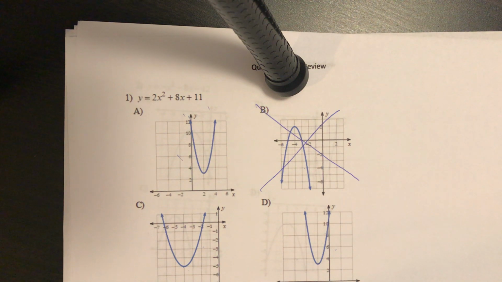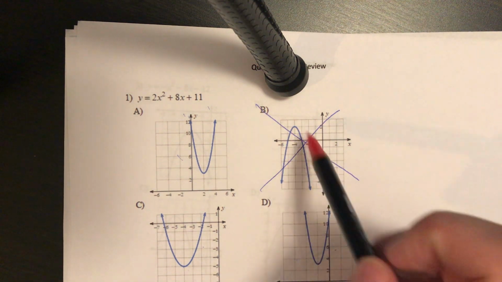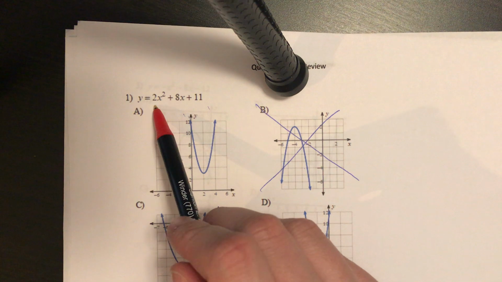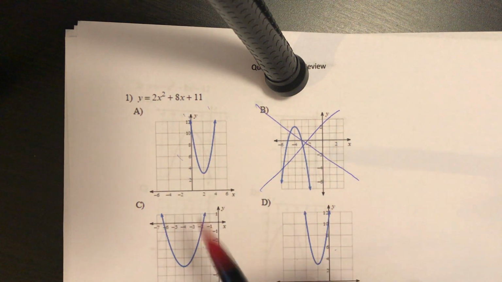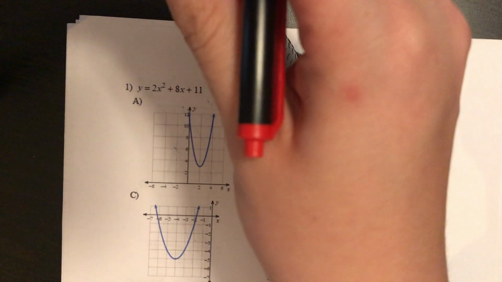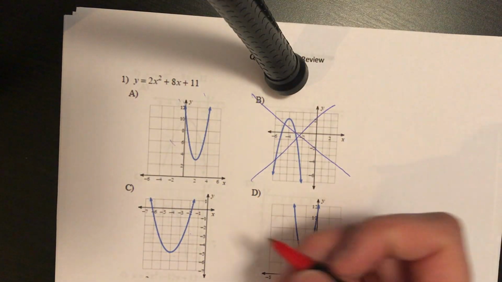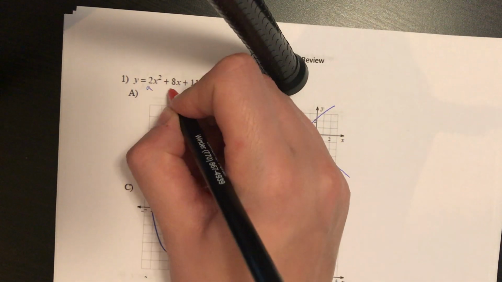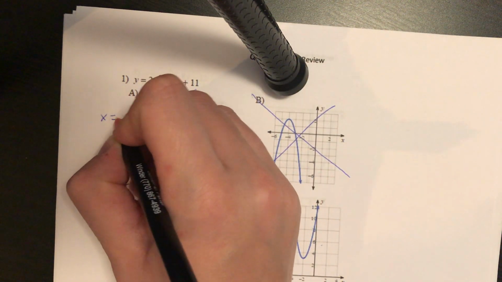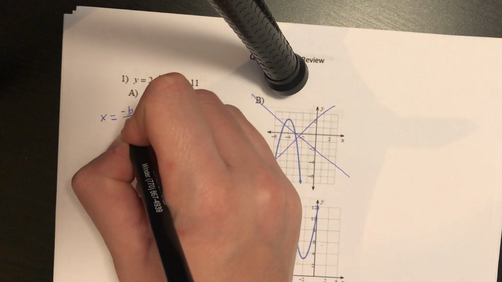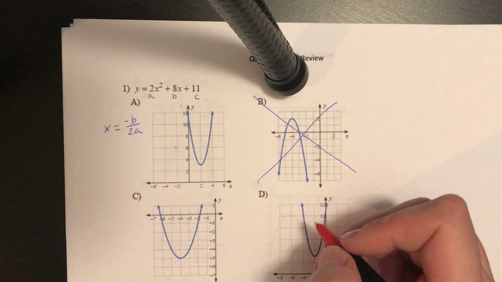It's because it's going down. All these are going up. And if my A value is a positive number, not a negative number, we know we're going to be facing up. Okay? So I'm just going to find my vertex for each of these. I know this is A, this is B, this is C. And my formula for vertex, which you're going to need to know for your test, is negative B over 2A. Okay, so go ahead and commit that to memory.